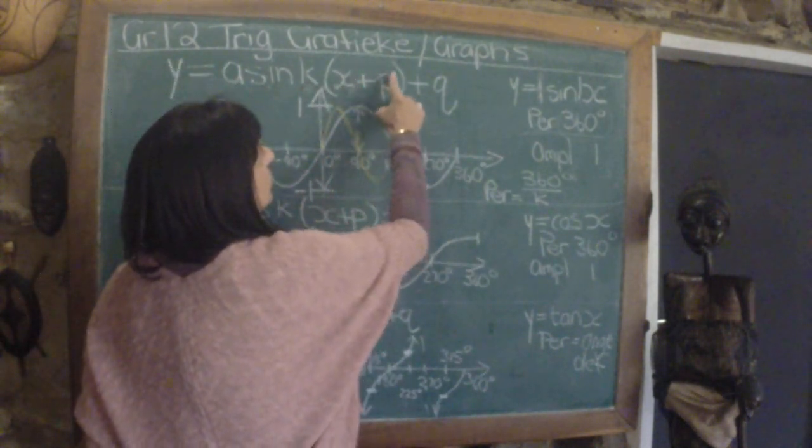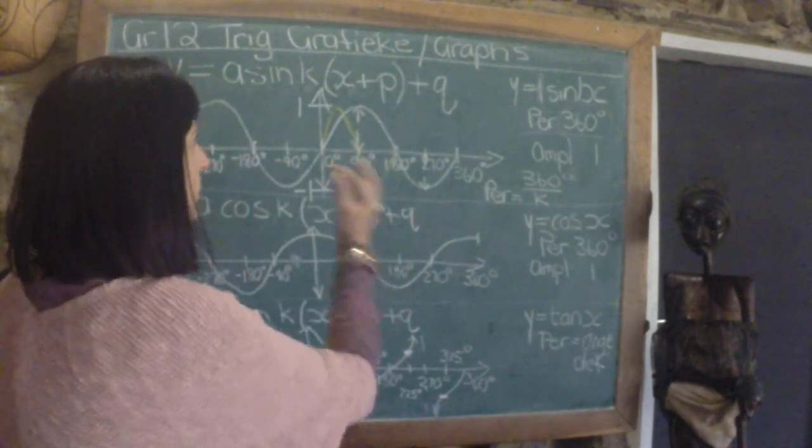The p-value shifts the graph to the left or to the right.